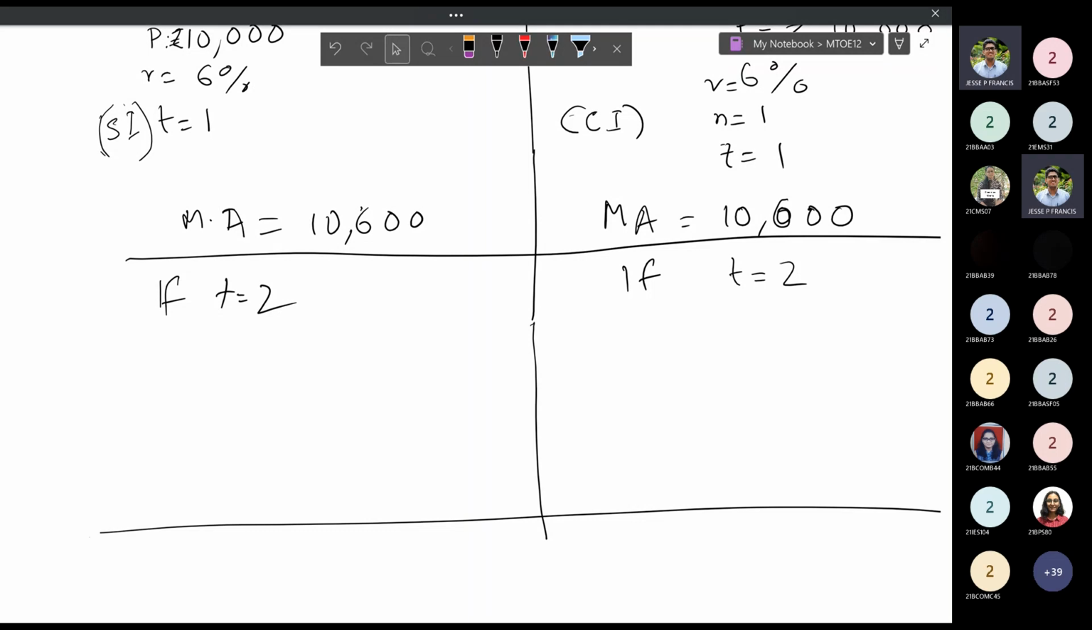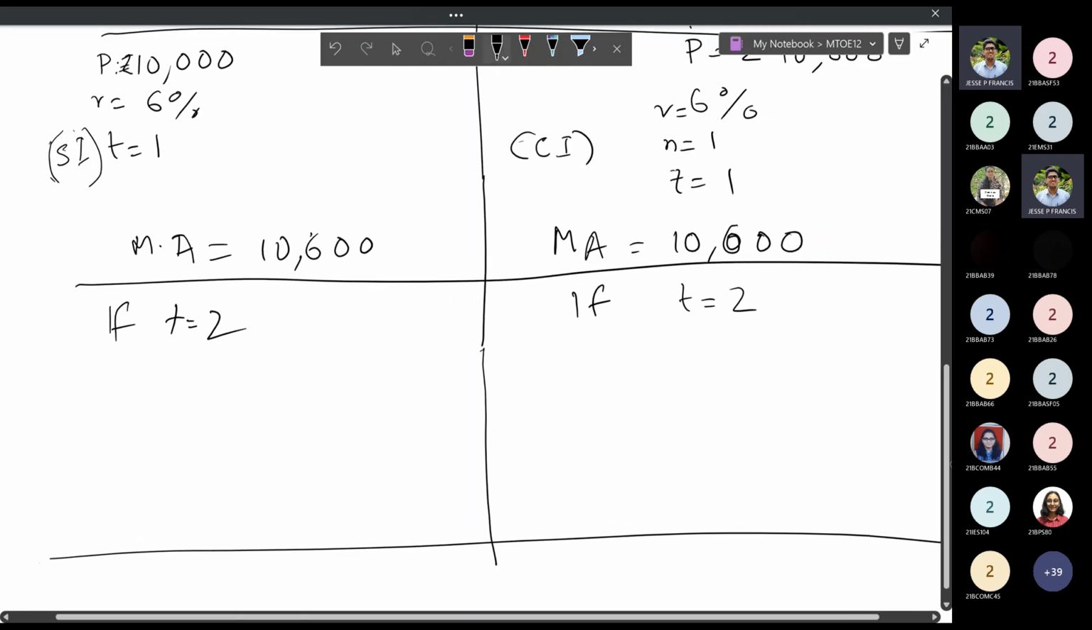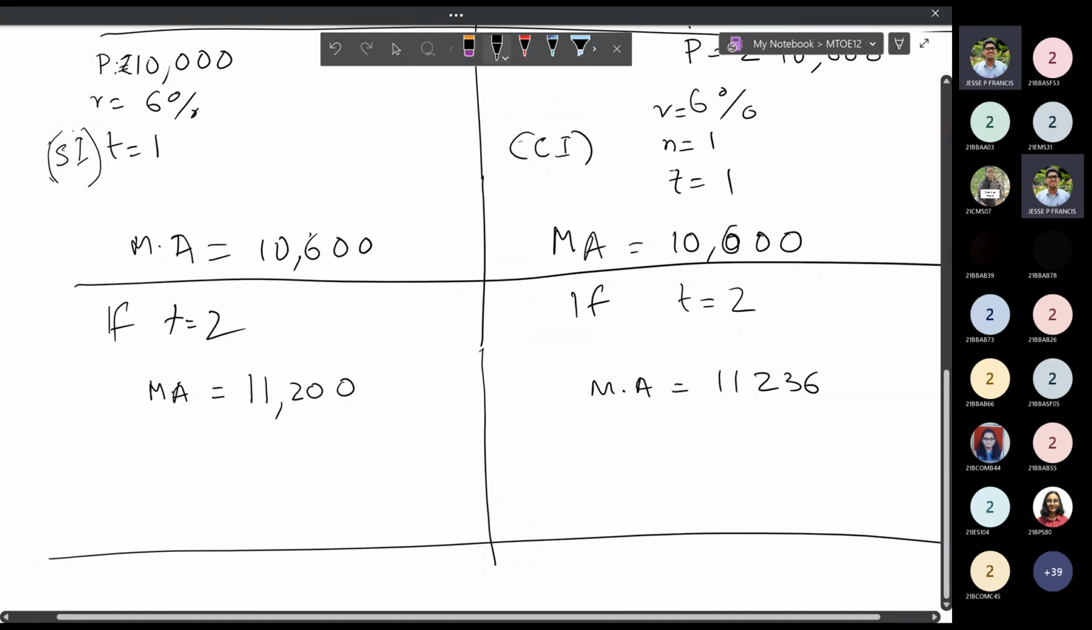Simple interest alone is 1,200. So the maturity amount in this case will be 11,200. And in this case, the maturity amount is 11,236. You see how this is.